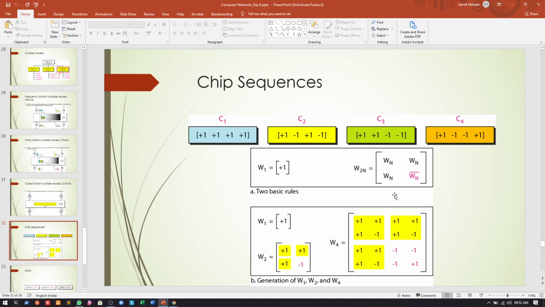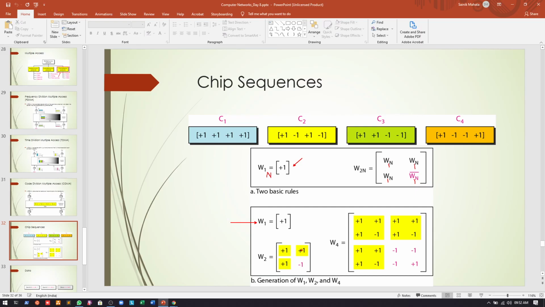Okay, am I clear till this? Let me repeat myself once again. If W1n is plus 1, then W2n will be W1n, positive of W1n, positive of W1n, and the complement of W1n. So what will be the values? Let us see. If W1 is equal to plus 1, then W2 in this case will be equal to what?